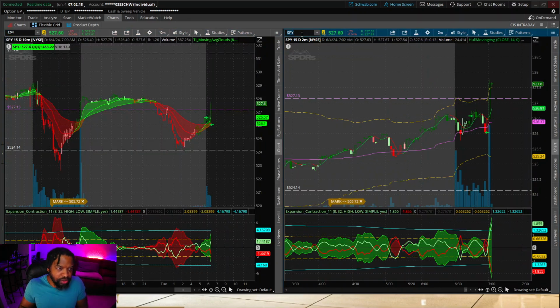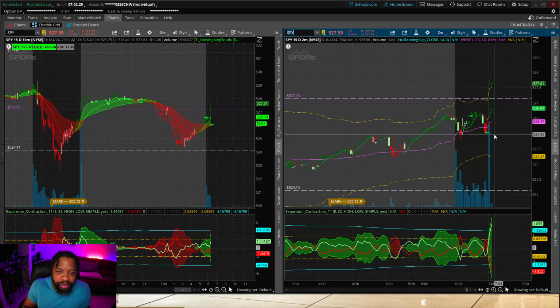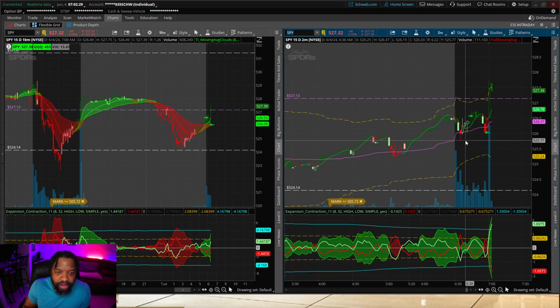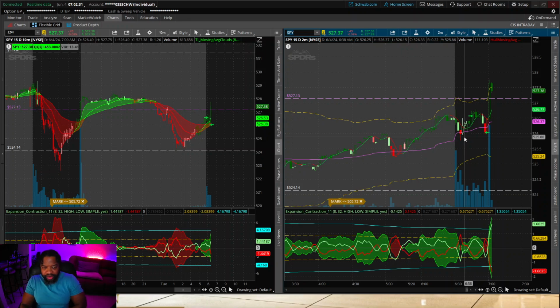Running stops, it happens all the time. People put their stop kind of where I put my stop, maybe even lower, and then it punches. So we could have taken this pivot low. That would have been nicer. But like I said, it is what it is.